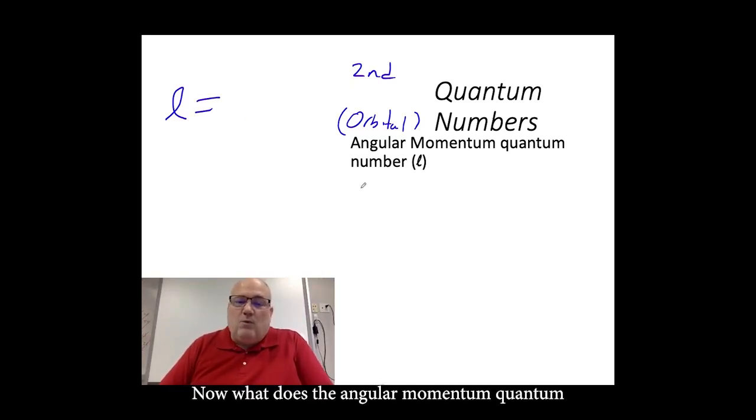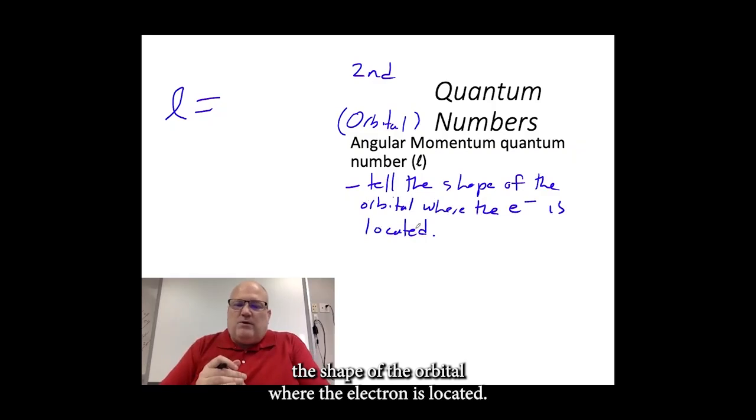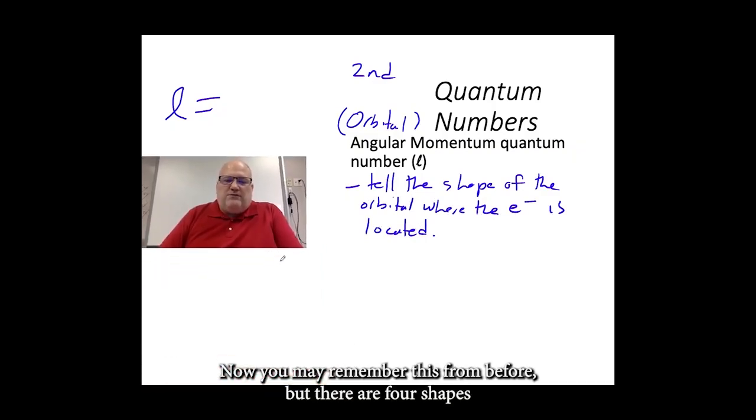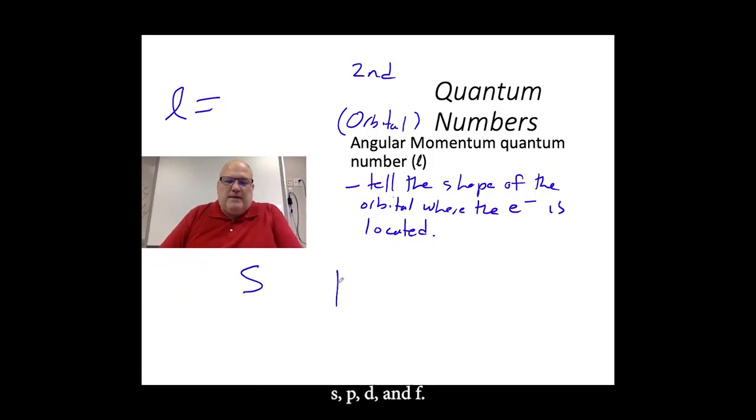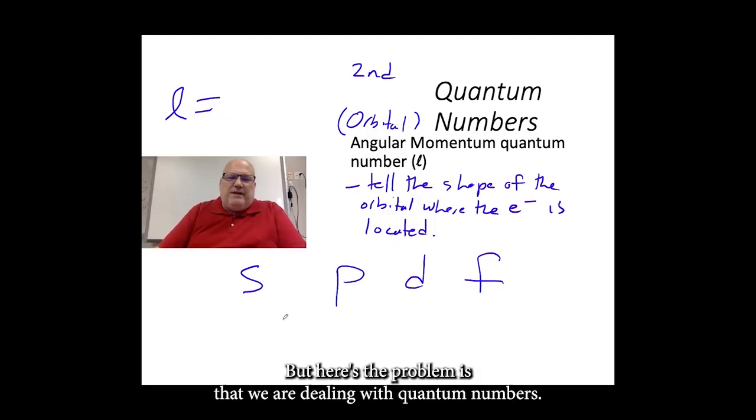Now, what does the angular momentum quantum number tell us? It tells us the shape of the orbital where the electron is located. Now, you may remember this from before, but there are 4 shapes: S, P, D, and F. I think we came up with a couple of acronyms to help us out. Stupid people die first.